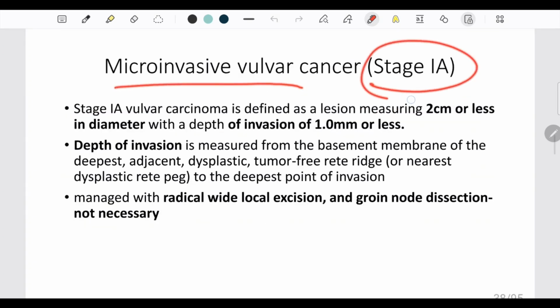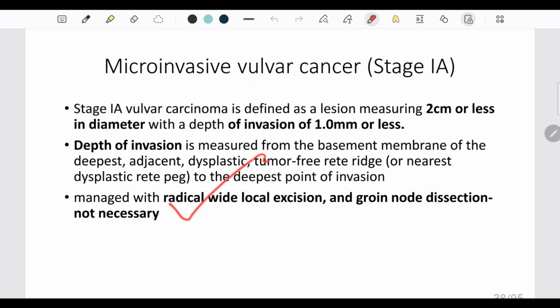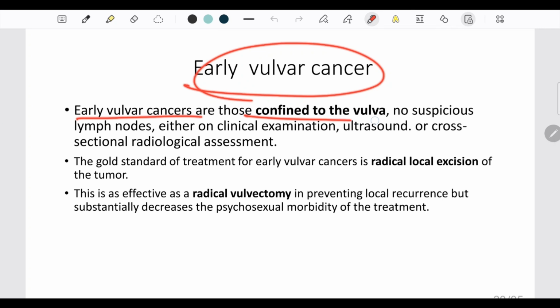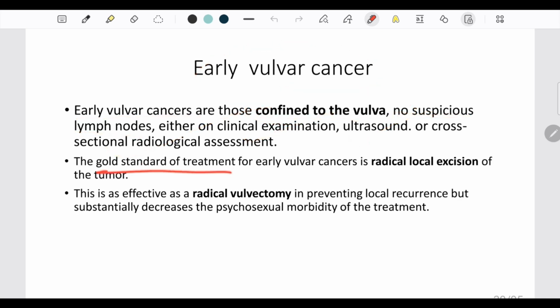Microinvasive vulvar cancer, that is stage 1A. For stage 1A, the tumor is less than 2 cm and depth of invasion is less than or equal to 1 mm. So management is radical wide local excision. Groin node dissection is not required in stage 1A. Early vulvar cancer is thus confined to the vulva with no suspicious lymph node, either clinically or on ultrasound or other radiological assessment. So gold standard is radical local excision of the tumor.